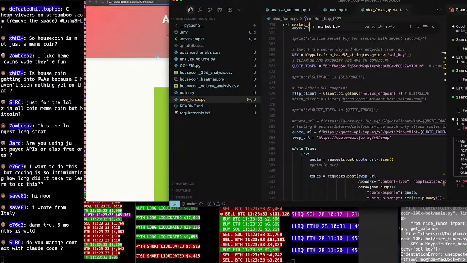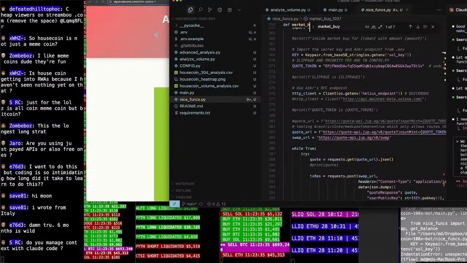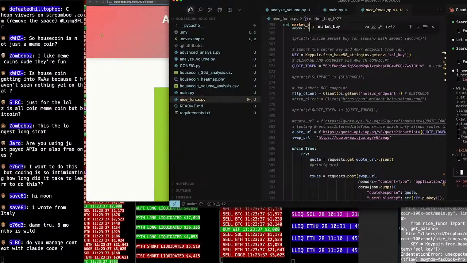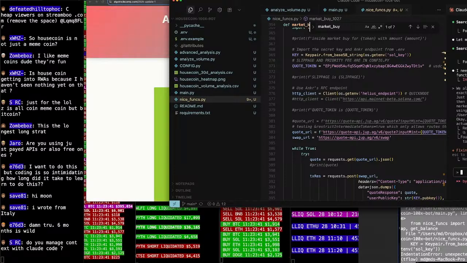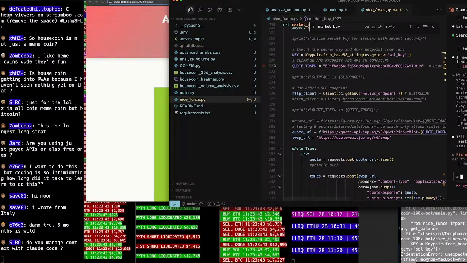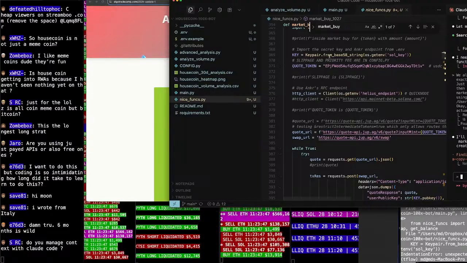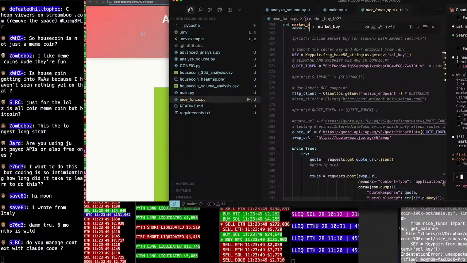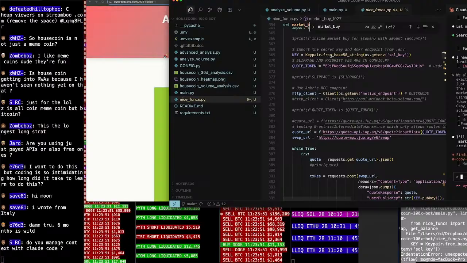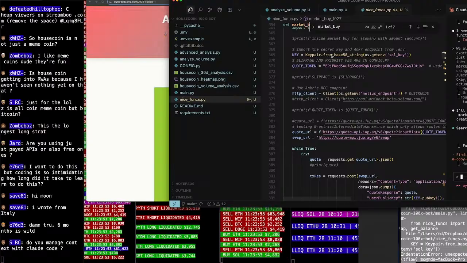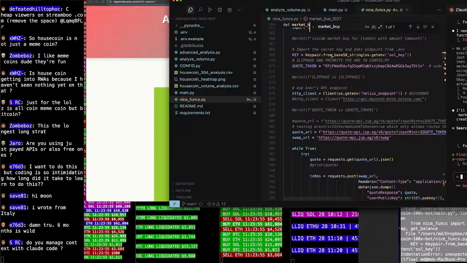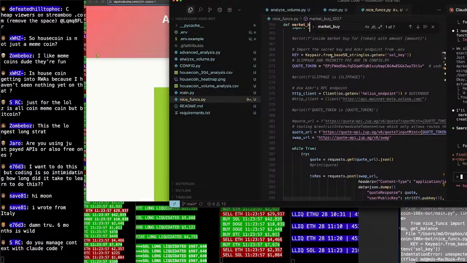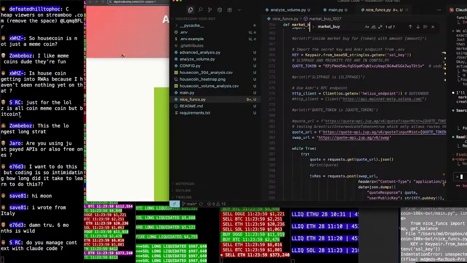Okay, just keep doing this until the main.py actually works. Do you manage contexts with Claude Code? Damn, true. 6 months is wild. I was facing many syntax errors. What APIs are you using primarily for trading systems? Just depends on where I'm building. If I'm building for perps, I use Hyperliquid.